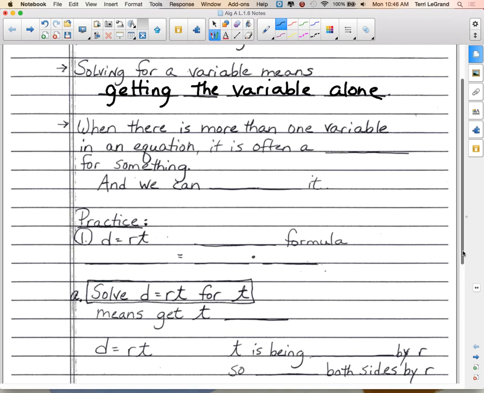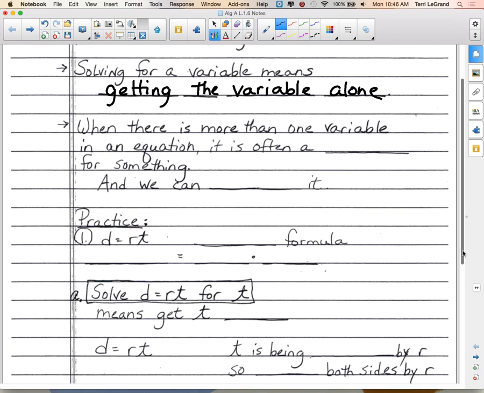So when there is more than one variable in an equation, what was one thing I said we could call it? I just talked about it when I was referring to the learning goal. It starts with an L. You already forgot. Literal, there you go, literal equation.